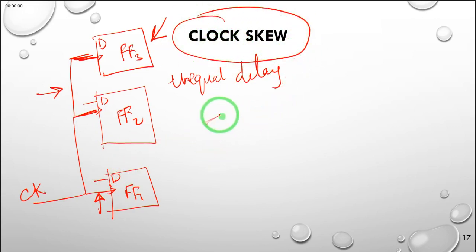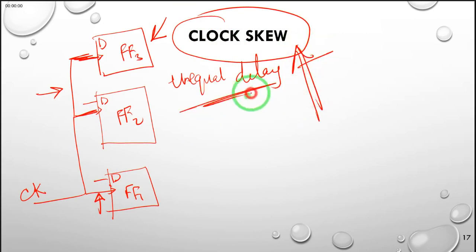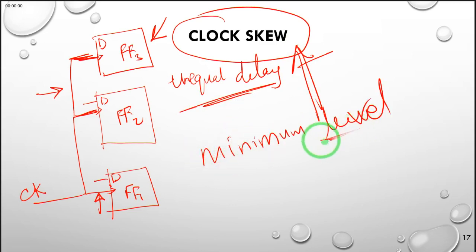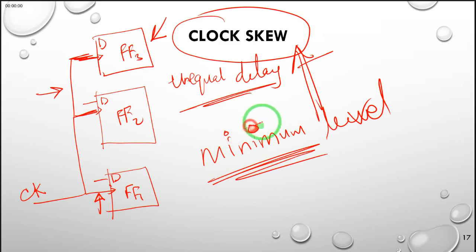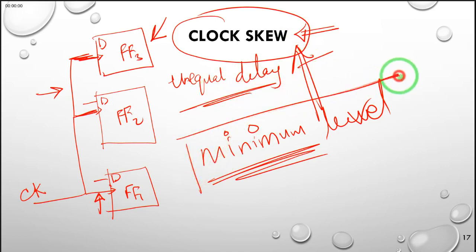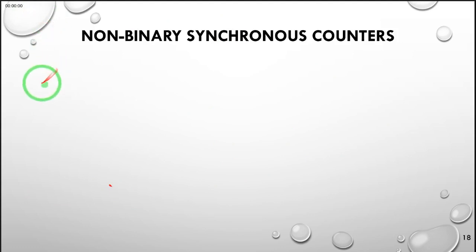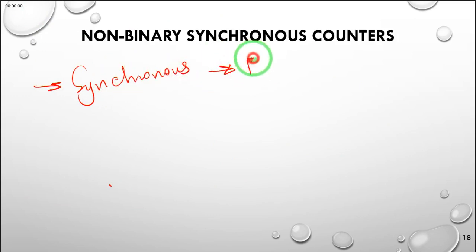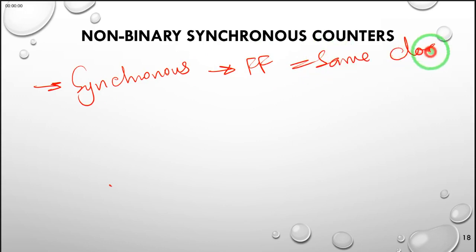Our objective in sequential circuit design is to keep this clock skew, or this difference, at a minimum level. If it reaches or goes beyond some threshold, then our synchronous sequential system may not perform as expected. So the key takeaway here is what the clock skew is and what the objective regarding clock skew is. What we have encountered so far are what are called synchronous counters or state machines, and we have observed that the flip-flops are fed by the same clock pulse.